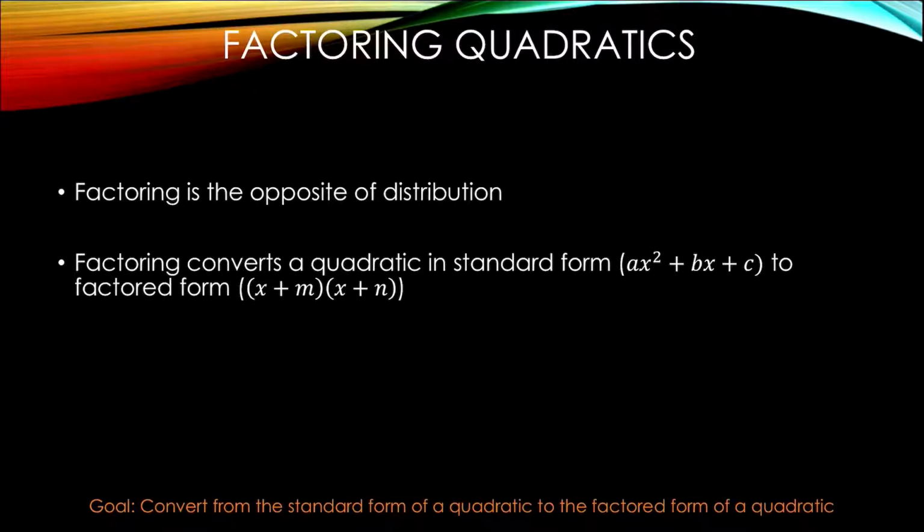When factoring, if I have a quadratic in standard form and I want to move it to factored form, I have to factor it. So it converts a quadratic from standard form to factored form. We're going to start out with something like this, ax squared plus bx plus c, and we want to get it to be x plus m multiplied by x plus n. That is our goal.